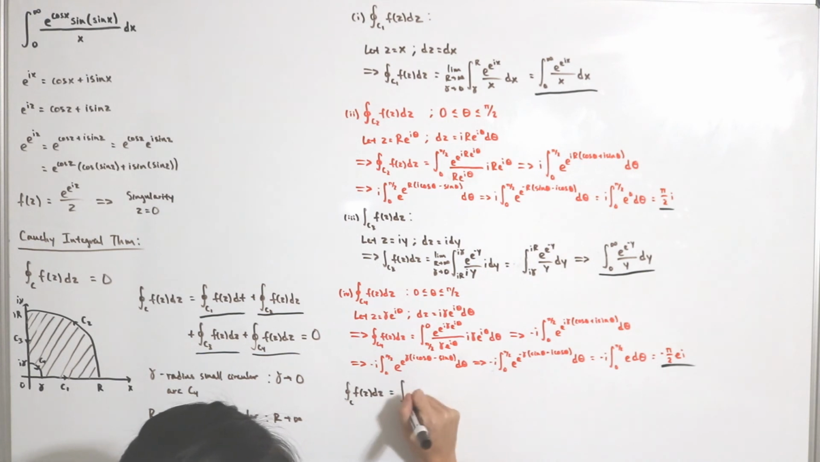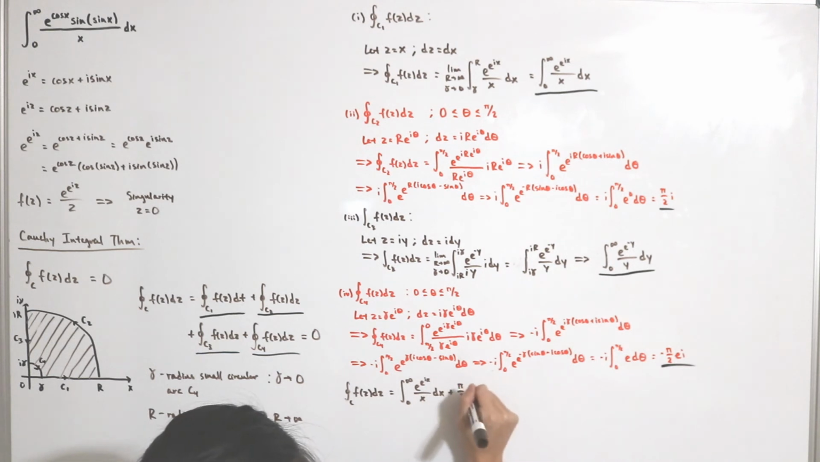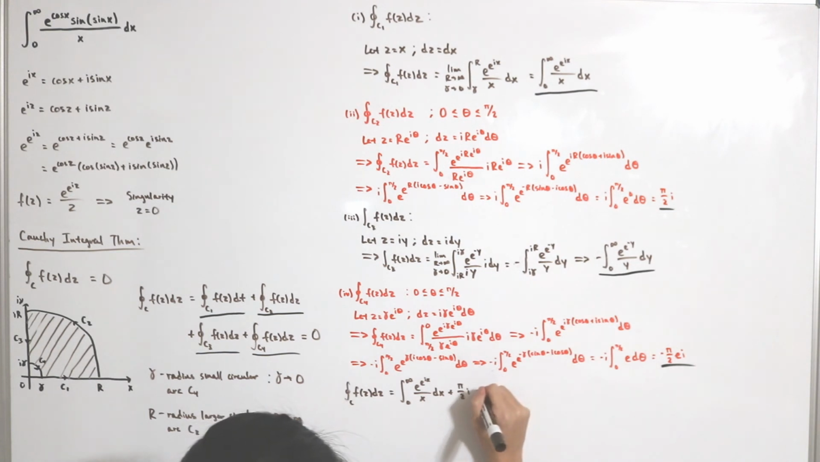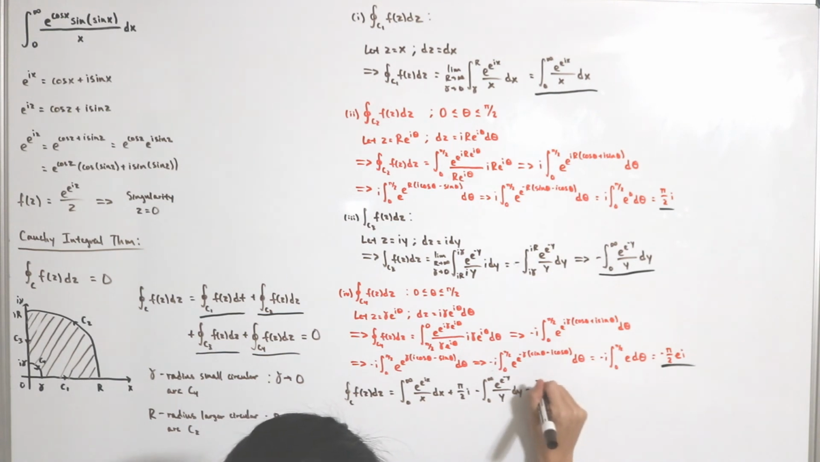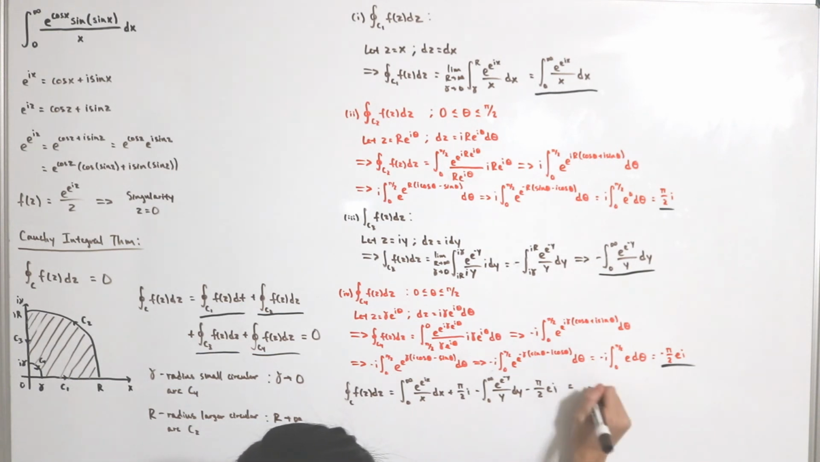our first integral, the integral from 0 to infinity of e to the ix divided by x dx, plus pi over 2 i. That's supposed to be a minus over here. So minus the integral from 0 to infinity of e to the negative y divided by y dy, then minus pi over 2 e times i. Okay? And of course this is set to equal 0.